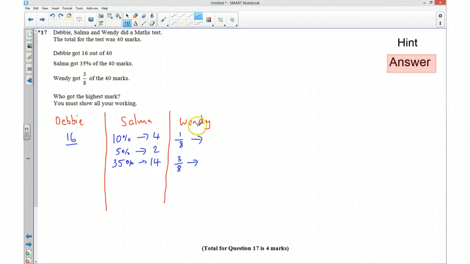For Wendy's mark, well Wendy got 3/8 of the 40 marks, so 1/8 of 40. To work that out, we need to do 40 divided by 8, and that gives us 5. And then 3/8 of 40, well if 1/8 is 5, then 3/8 is going to be 3 lots of 5, which is 15. So Salma got 14, Wendy got 15, Debbie got 16, the highest mark. We can say Debbie got the highest mark.